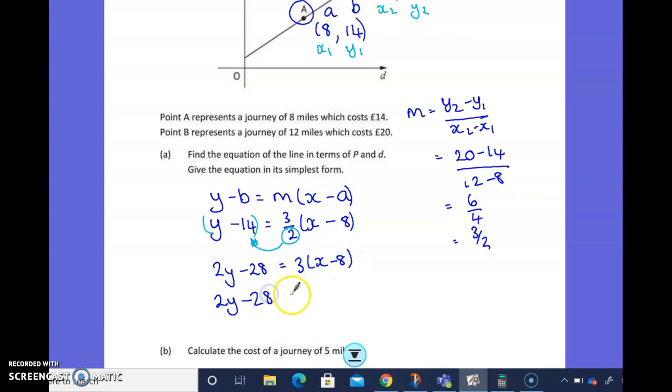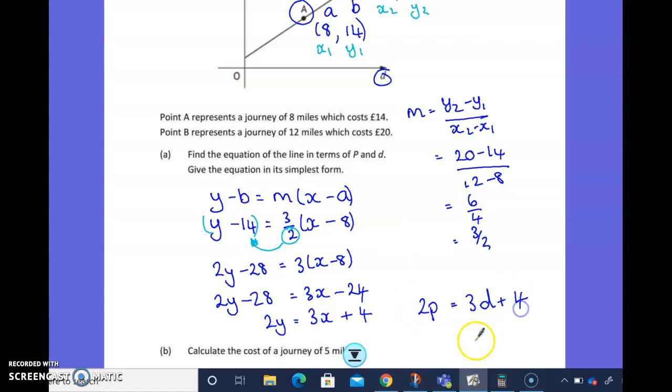Multiplying out the brackets then, so 2y minus 28 is 3x minus 24. Bring this minus 28 over, becomes a plus 28. Minus 24 plus 28 gives me plus 4. Last thing I need to do, don't have an x and a y, I've got d and a p. So I get 2p equals 3d plus 4.